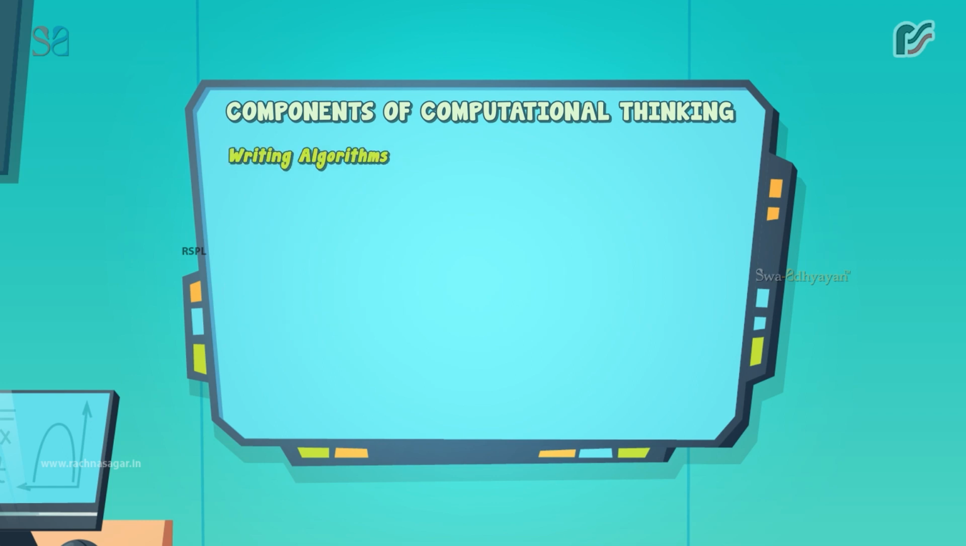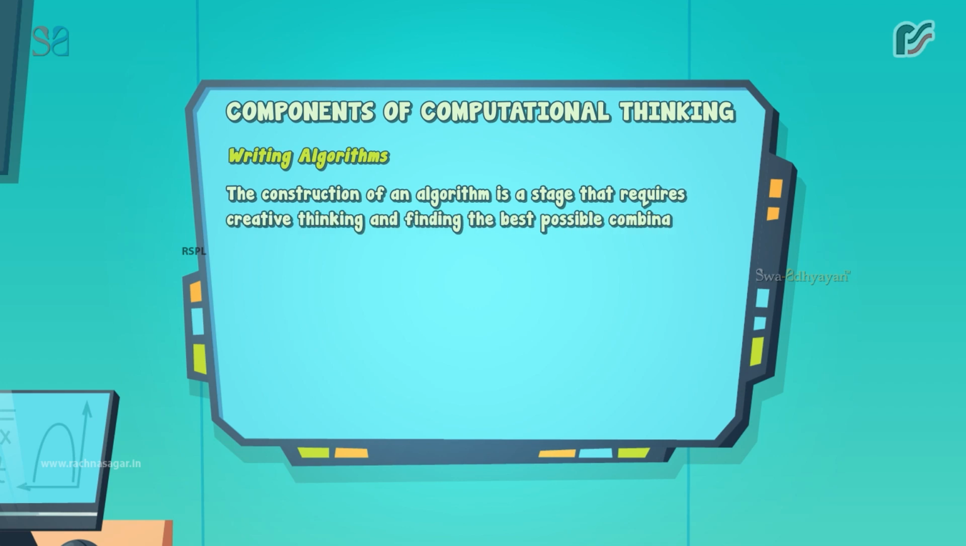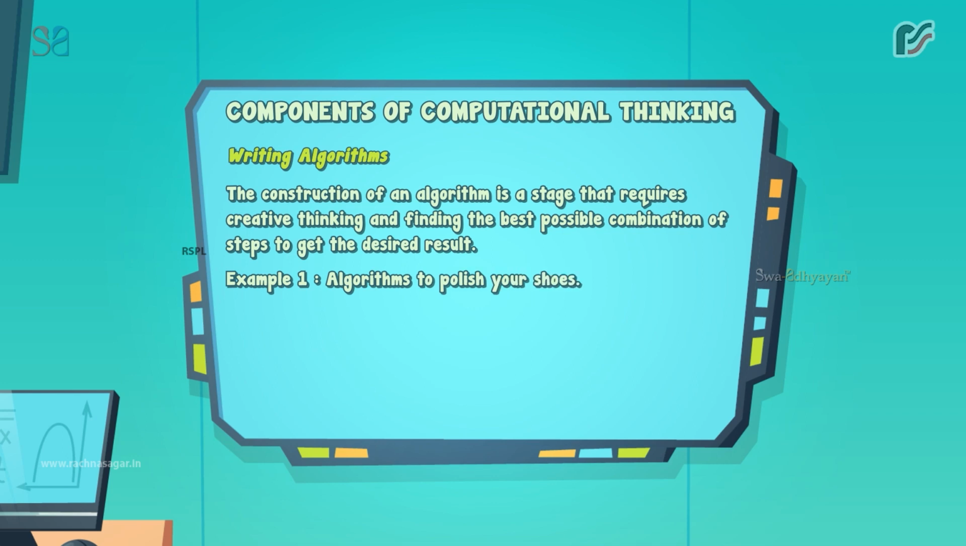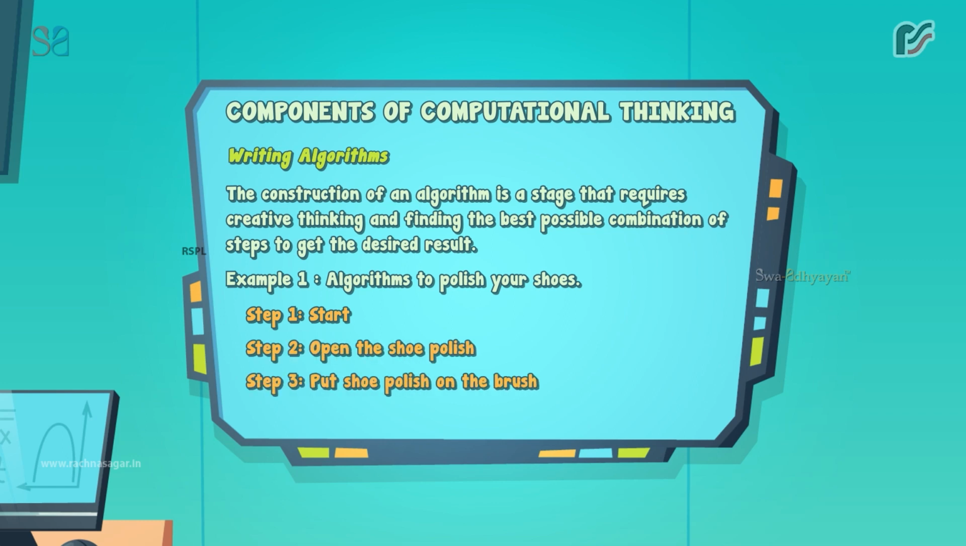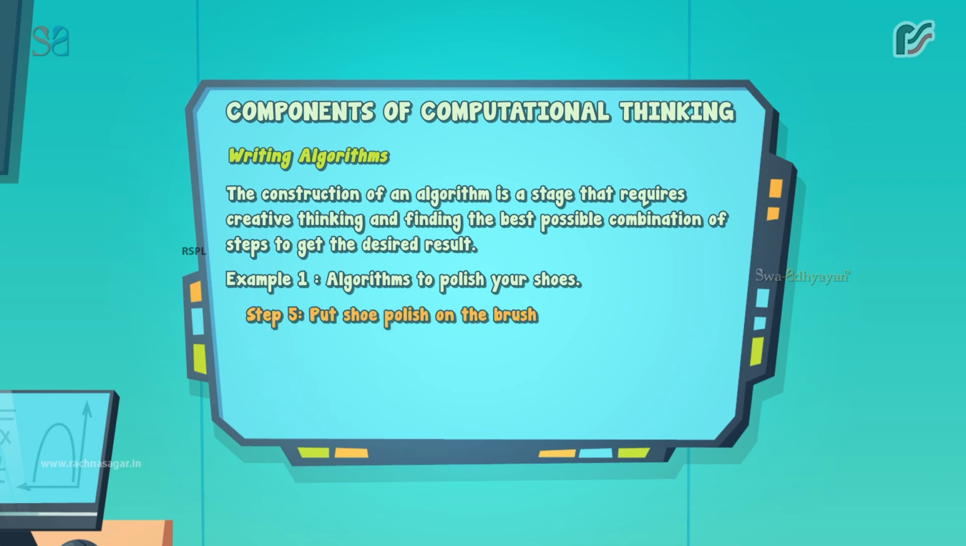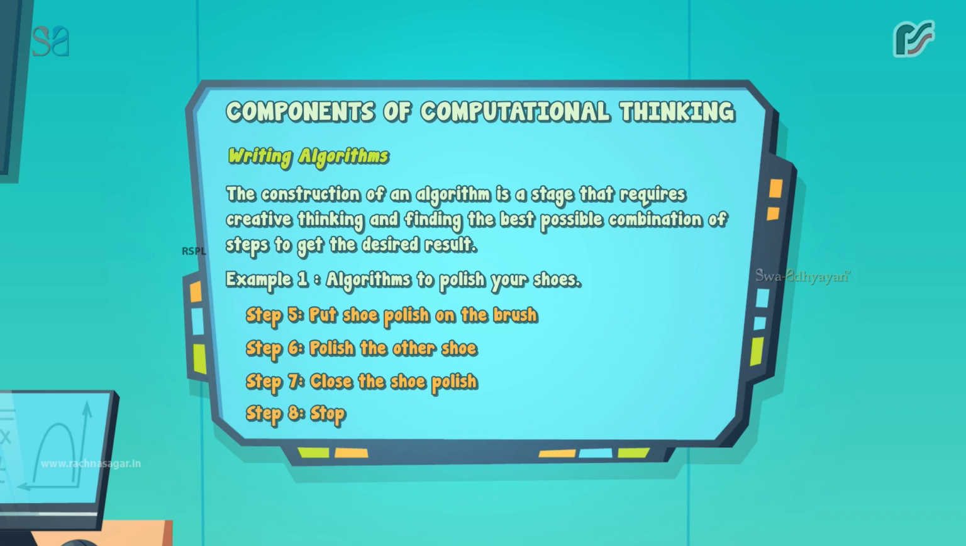Let's learn about writing algorithms. The construction of an algorithm is a stage that requires creative thinking and finding the best possible combination of steps to get the desired result. Starting with example 1, which is the algorithm to polish your shoes. The first step is to start, followed by opening the shoe polish, then to put shoe polish on the brush, polish one shoe. Next is to put shoe polish on the brush, then polish the other shoe. Now we close the shoe polish, and then the last step is to stop.